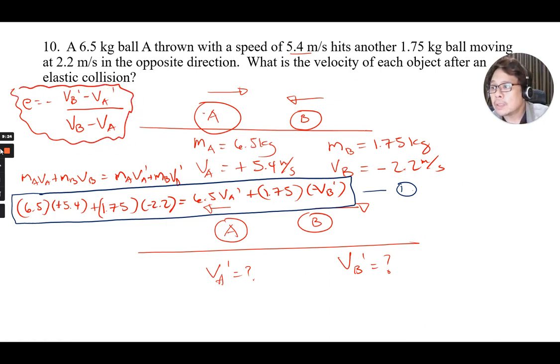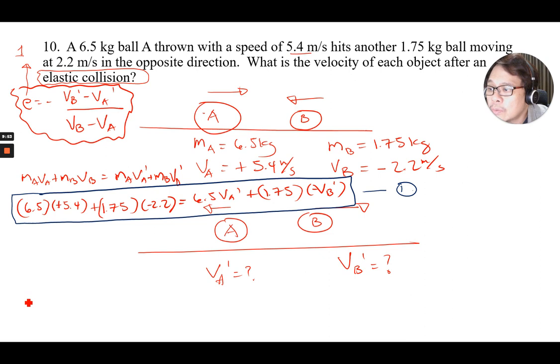Okay, now let us use this equation. We know the value of VB and VA. We do not know VB prime and VA prime. Now for an elastic collision, there is a set value for E, and it's always equal to 1 for elastic collision. Okay, it says here elastic collision. So we can set up the equation.